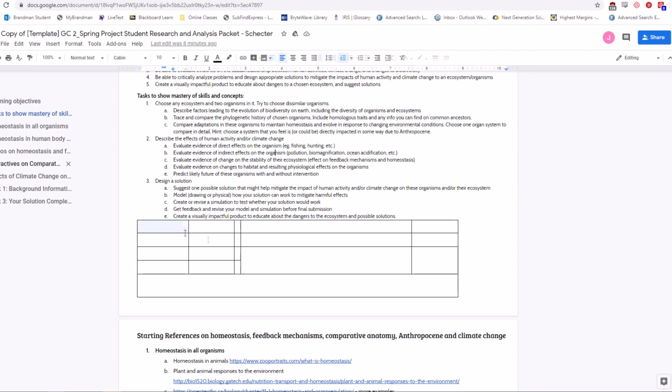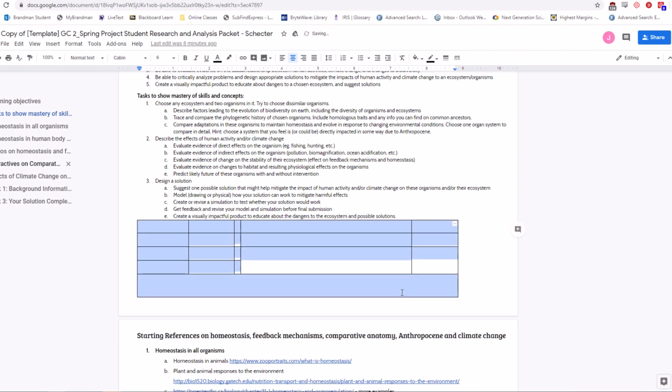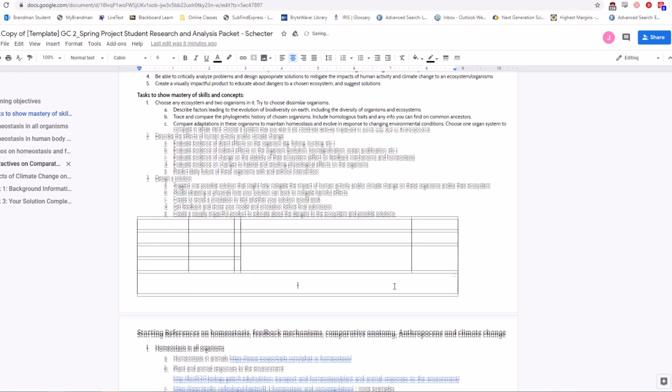Now, first off, this data table. It's nothing. It used to contain the due dates and all that stuff, but I can't delete it without messing up the whole page, so I just took out the information. Don't worry about it.